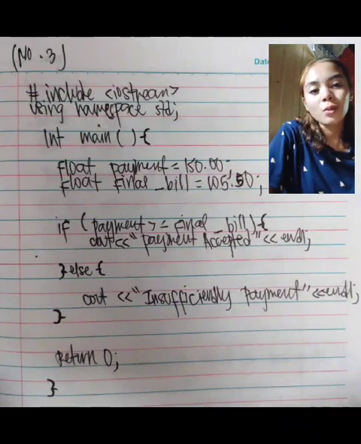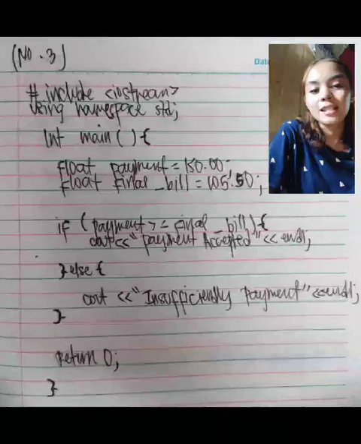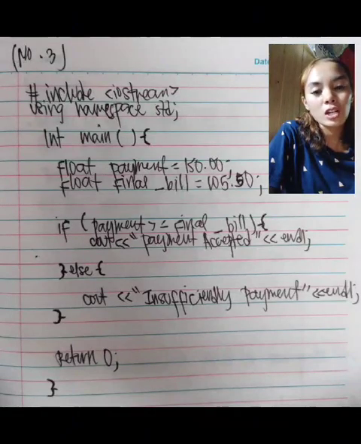Else runs only when the if condition is false. If payment is too low, it shows insufficient payment. Return 0. Ends the program successfully. It verifies if payment is enough. It adds decision making so the program can judge and respond differently based on the situation.